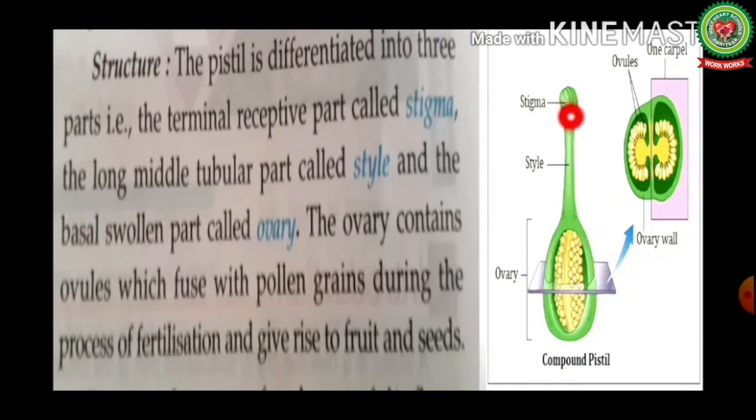Stigma is the swollen sticky part of the carpel that receives pollen grain during pollination. Style is a long tube-like structure that connects stigma and ovary. Ovary is the swollen basal part of the carpel. The ovary contains ovules which fuse with the pollen grains during the process of fertilization and give rise to fruit and seeds.